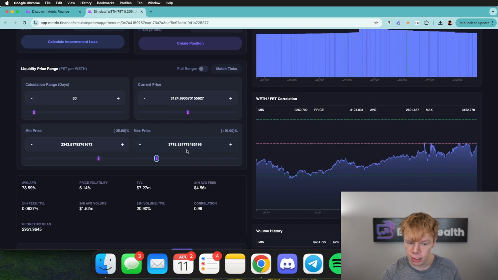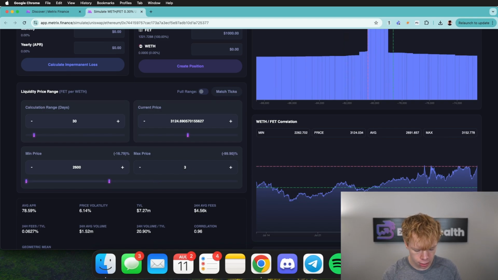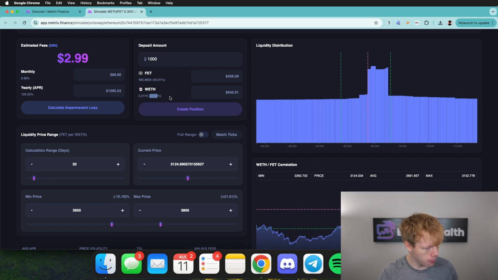As far as FET goes, it looks like it hasn't been performing as well as Ethereum recently. So we're going to put the max price at 3,800, and then we're going to put the min price at 2,650. It's going to allow us to allocate a little bit more towards Ethereum.